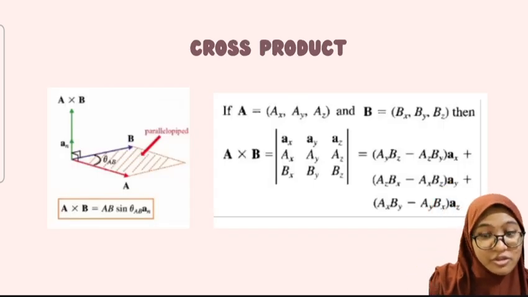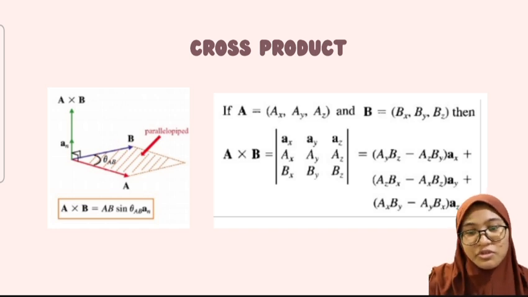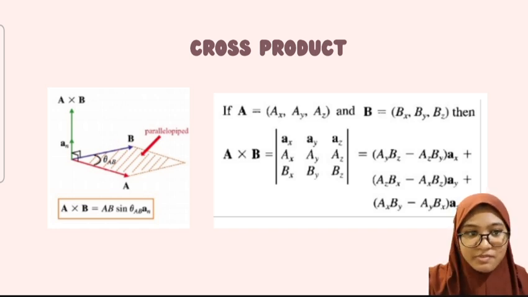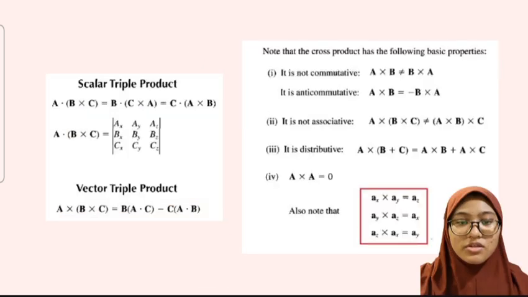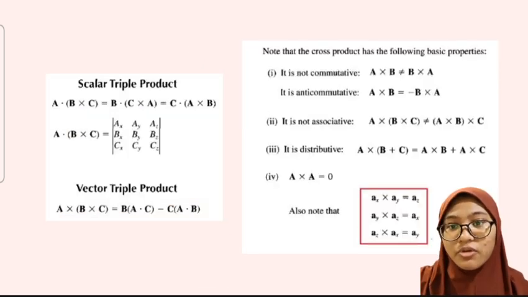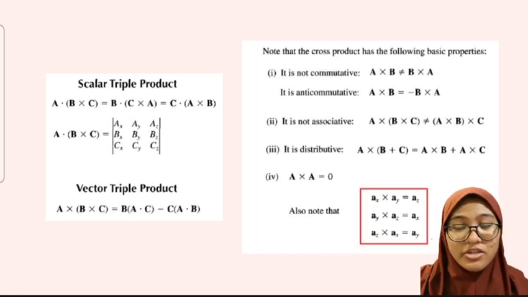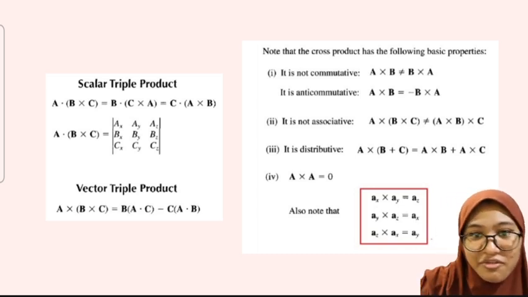And next, we also have cross product. So when we want to cross between two vectors, for example A x B, we have to use matrix to solve this. So also on the right, we have some properties that cross product has to follow. For example, it is not commutative, and it is also not associative.